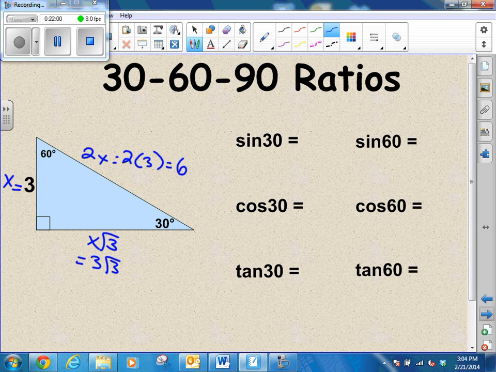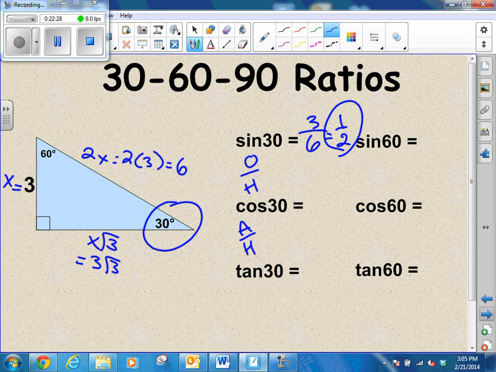Okay? I'm going to go and stand on 30. That's where I'm at. I'm going to start there. Sine, what's opposite from me? It's opposite 3. What's my hypotenuse? 6. Fraction, 1/2. Good, reduce. So that's opposite over hypotenuse. Cosine. Cos, so A over H. What side am I touching now? 3 radical 3 over hypotenuse 6. Simplify. Radical 3 over 2.